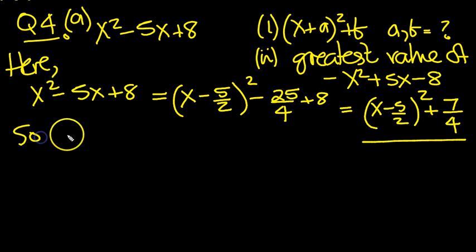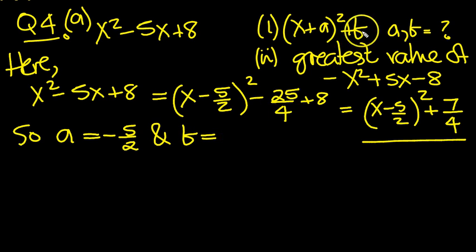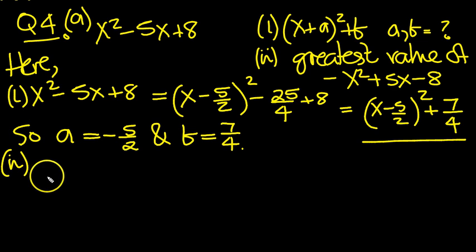So we can read off a and b. a is minus 5 over 2. And b is the constant here, and we worked out that to be 7 over 4. Okay, good. So now we need to look at the greatest value of this, so let's write it down. This was part 1, so this is part 2.